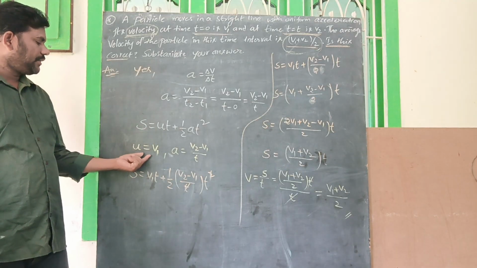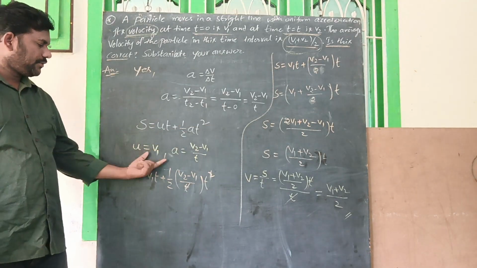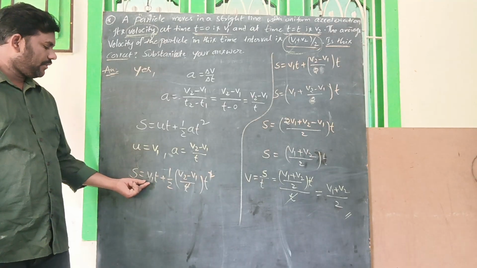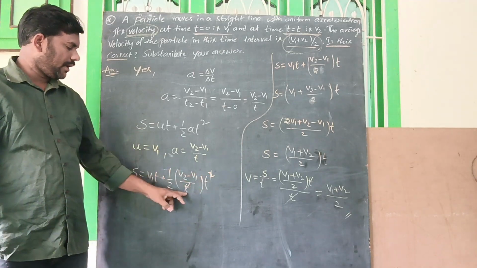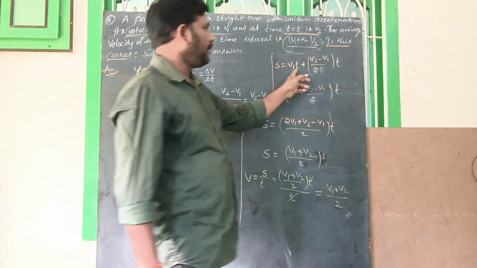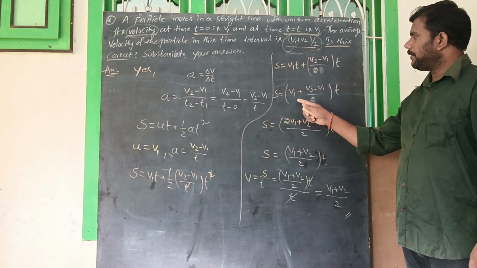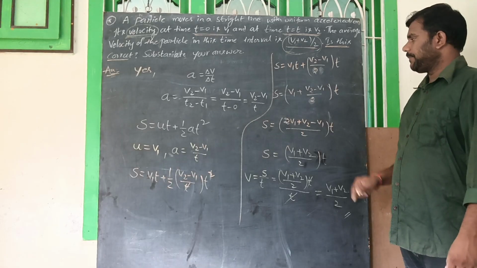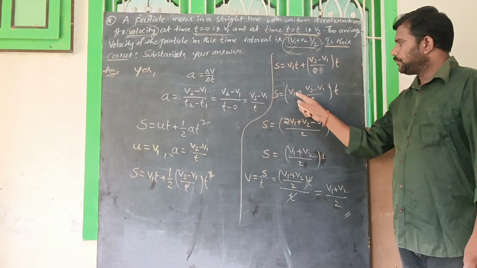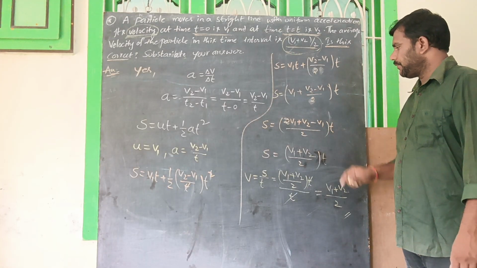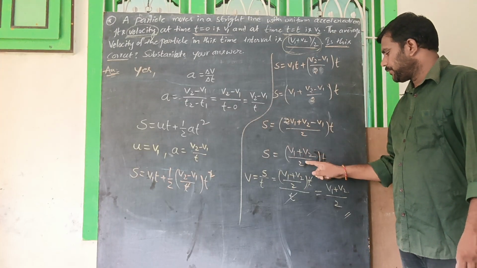Here u is equal to v1 and a is equal to (v2 minus v1) by t. We substitute these two values in our equation, that is S is equal to v1t plus half into (v2 minus v1) by t into t square. Here t square and t cancel, and S is v1t plus (v2 minus v1) by 2 into t. Taking the common term t and the LCM 2, (2v1 plus v2 minus v1) by 2 into t. Here 2v1 minus v1 is v1, so (v1 plus v2) by 2 into t.